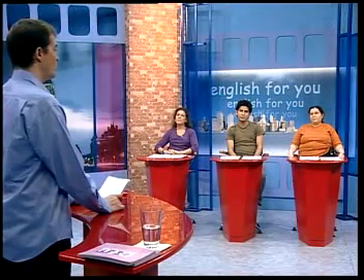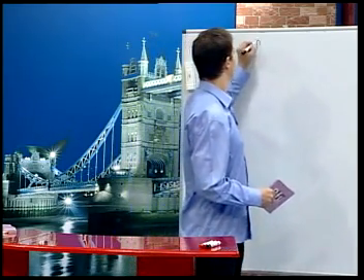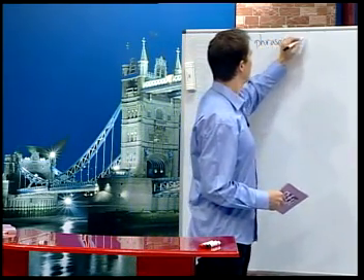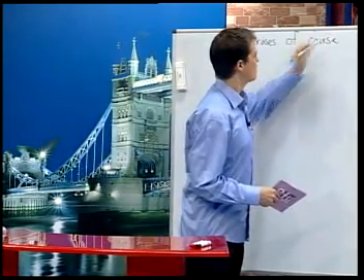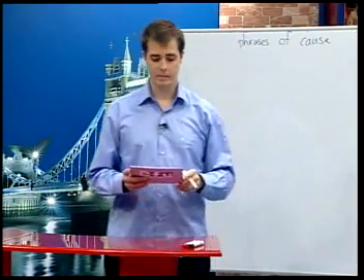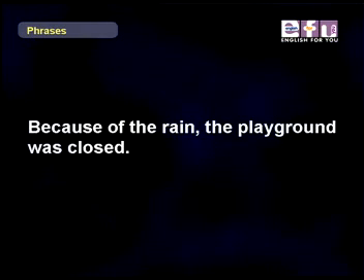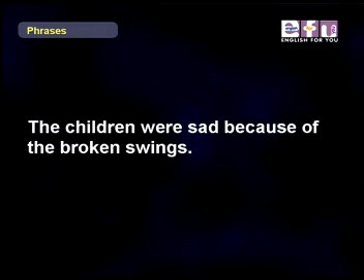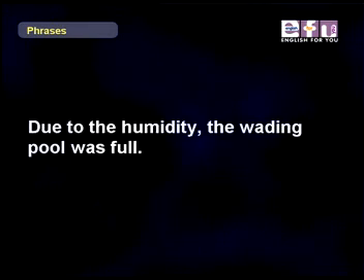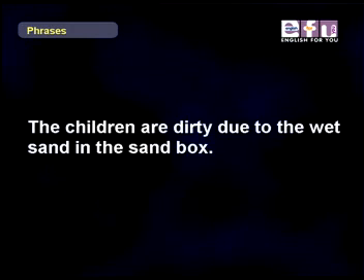Now let's look at two more uses of phrases, of cause and of purpose. Let's look at phrases of cause first. Phrases of cause. Have a look at these sentences. Because of the rain, the playground was closed. The children were sad because of the broken swings. Due to the humidity, the wading pool was full. The children are dirty due to the wet sand in the sandbox.